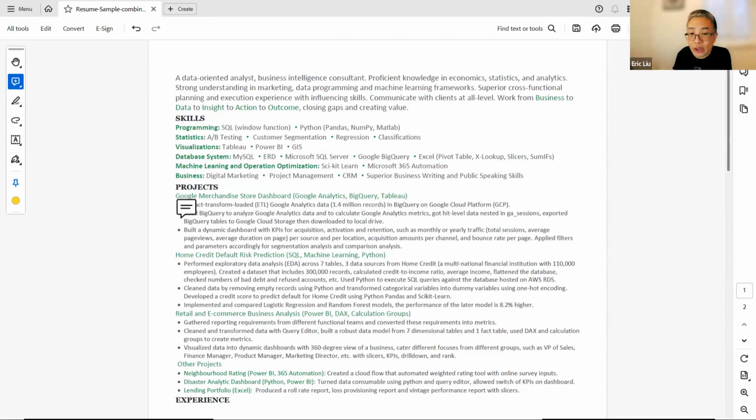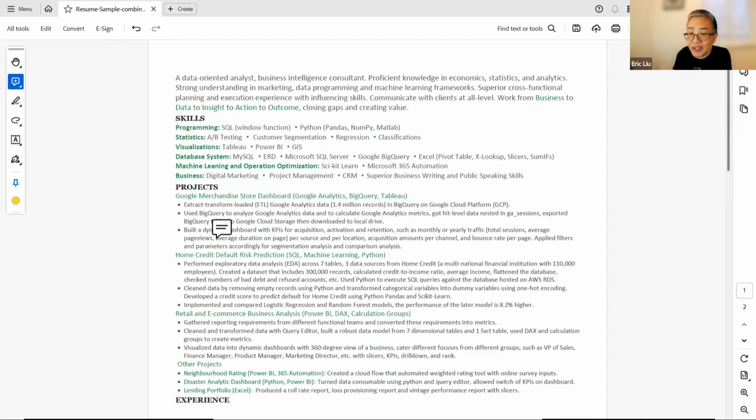So the store is called Google Merchandise Store. She created a dashboard using Tableau. So very quickly, let's go through it. She has had experience in ETL, extract, transform, and load. Google Analytics data, with 1.4 million records. It's not huge, but it's big enough, 1.4 million. And in BigQuery on GCP, right?